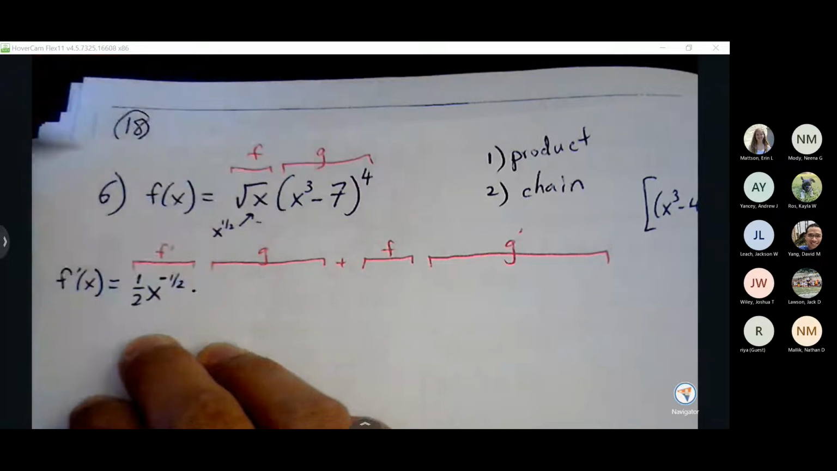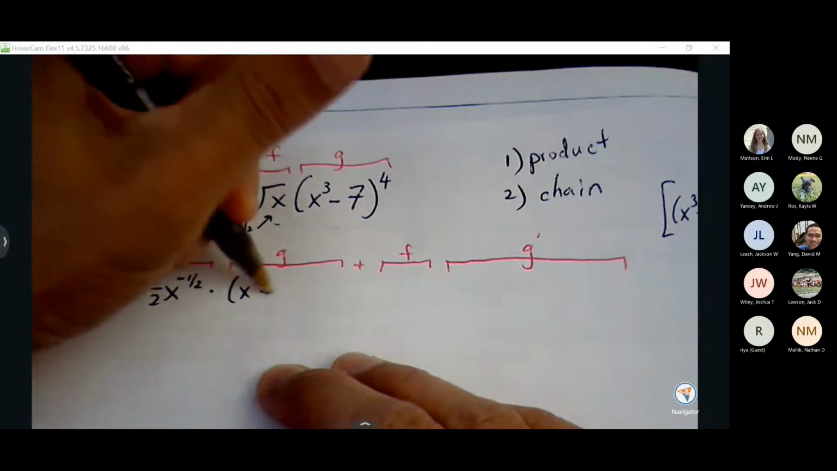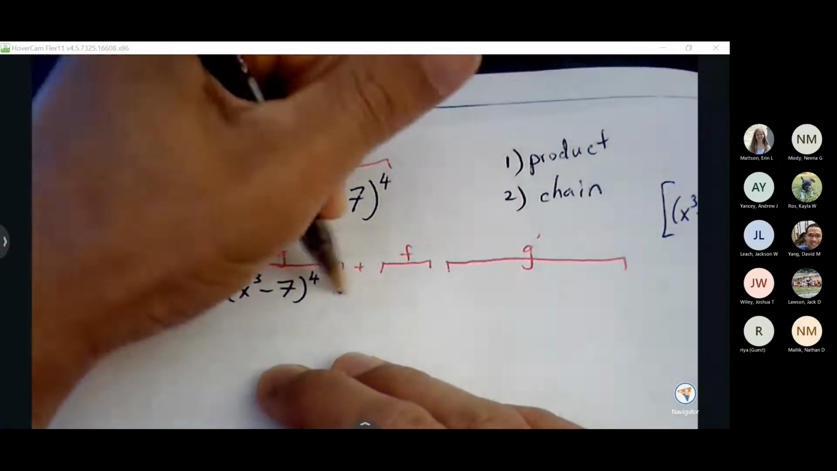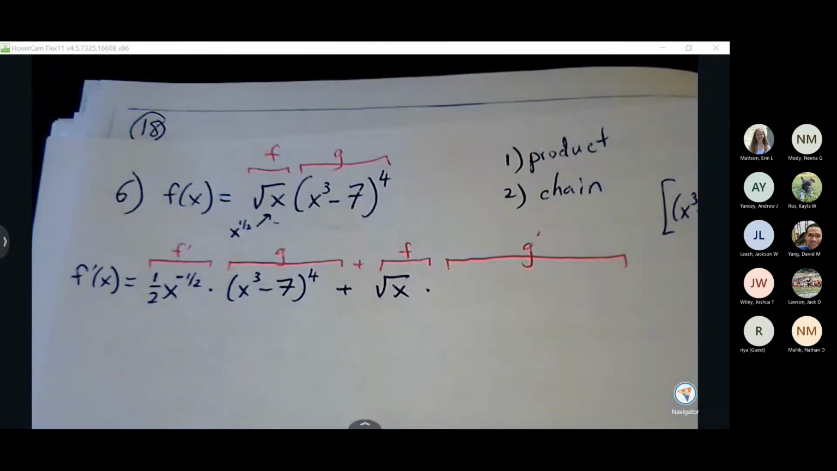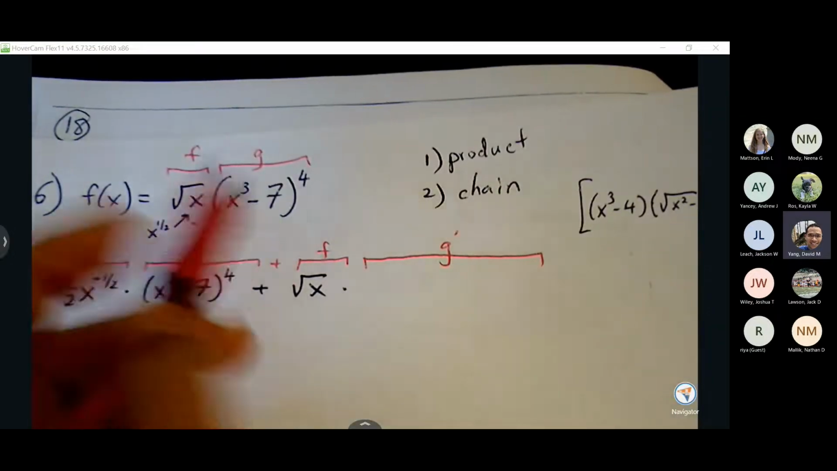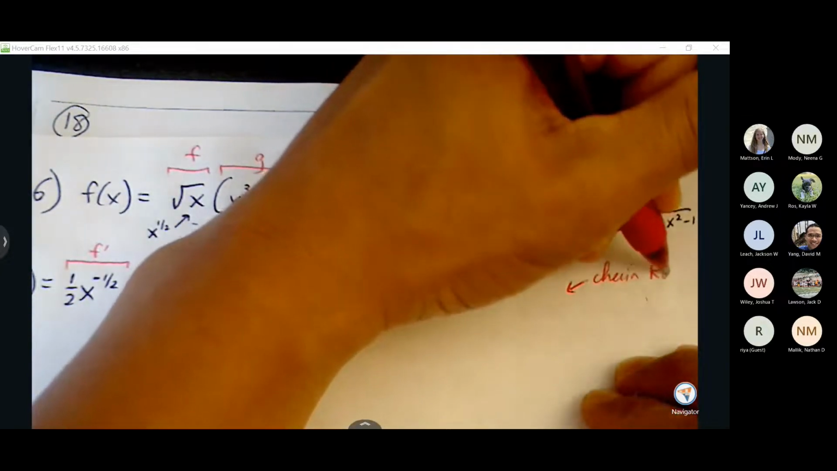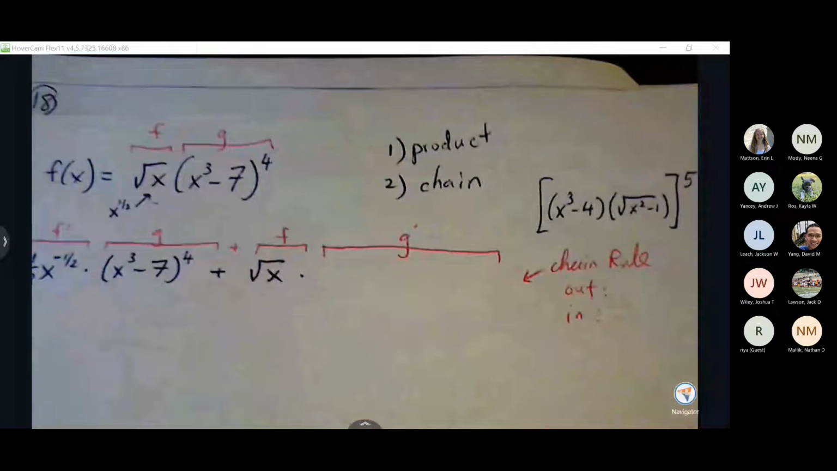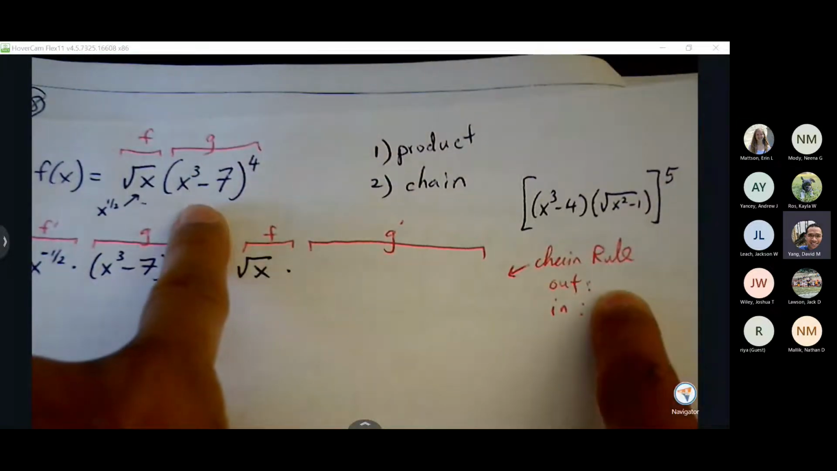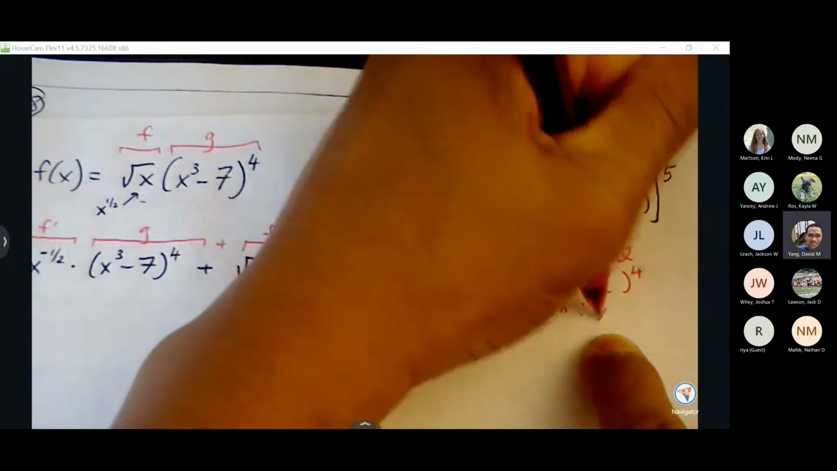The function. Back to f. And then g prime. So when we get to g prime, now we see the parentheses with terms inside, the exponent outside. So chain rule is going to get activated here. So outside is my parentheses to the 4th. And inside is that x cubed minus 7.